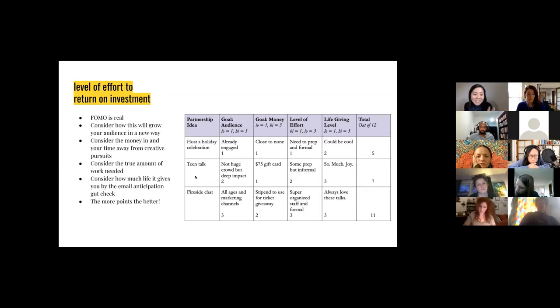Partnership opportunity number two is a teen talk at a local center that focuses on Asian mental health. It's a teen group, and they wanted to talk about self-care. This was last summer. There are only 8 to 10 youth involved, so is it a huge audience? No, but I knew that every time I work with these teens, they get so much from it in a really deep way. I'm going to give that a two.